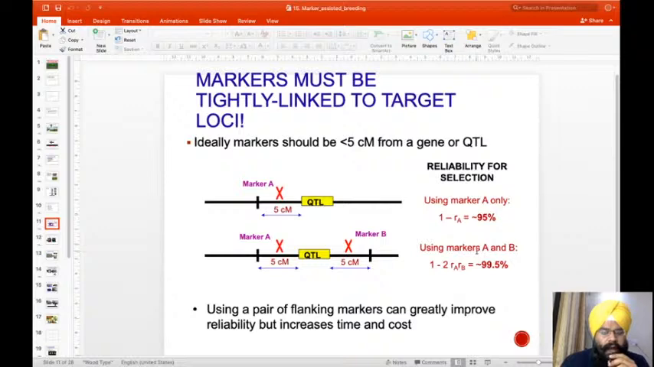This is how reliable your markers will turn out to be. Then it is 99.5. In this case, if there's only one marker, it comes out to be about 95 percent of your marker, and this is just a subunit of that we are using in this case.